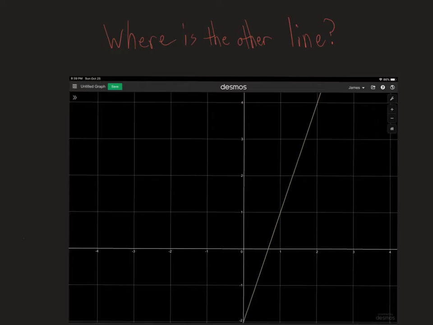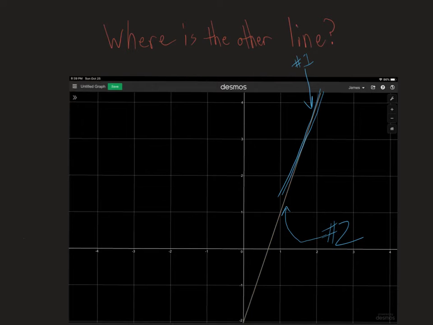Here's another type of special case. There's line number 1 in the system. We graphed it right there. And where's the other line? Well, it turns out that's the other line as well. If we were to zoom in really close, we're going to see 2 lines running right on top of each other. That's the third way you can have 2 lines graphed in a plane.